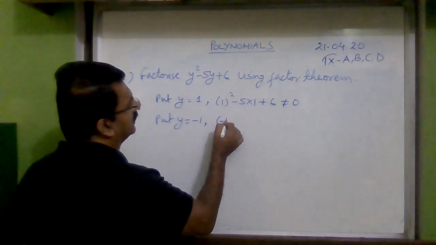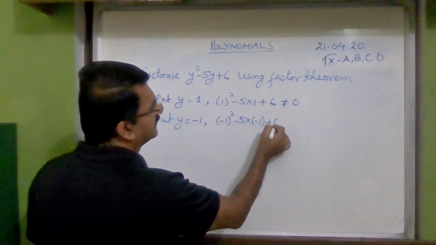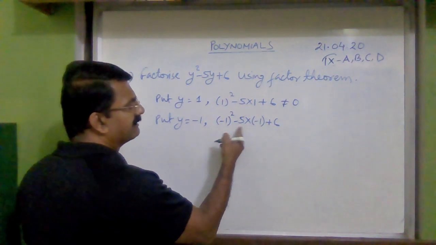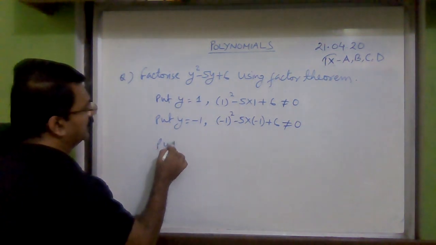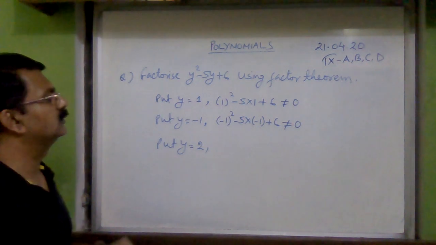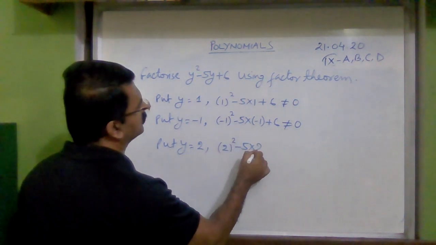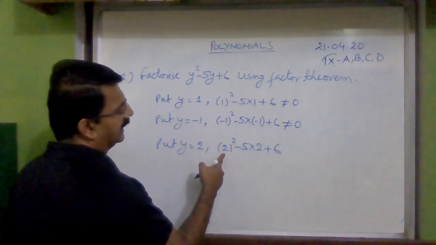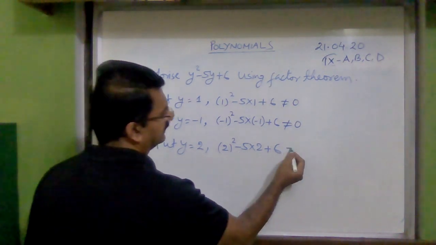So minus 1 square minus 5 into minus 1 plus 6. Once again minus 1 square will be 1. 1 plus 6 is 7. 7 plus 5 will be 12, and again it is not equal to 0. Now you put y is equal to 2. When you put y is equal to 2, it is 2 square minus 5 into 2 plus 6. Now 2 square is 4. 4 plus 6 will be 10, and minus 10, that is 0.